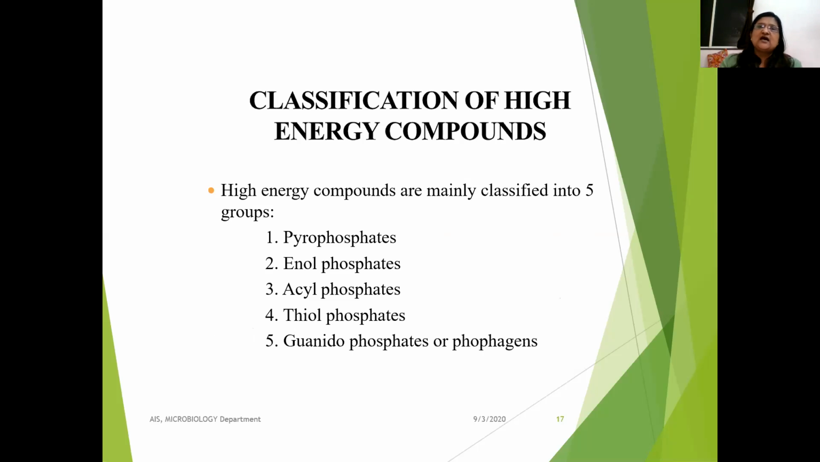These 5 categories are pyrophosphates, enol phosphates, acyl phosphates, thiol phosphates, and guanidine phosphates, also known as phosphagens. So these are the 5 different types or categories of high energy components or high energy phosphate groups. One by one we will see which components belong to each.